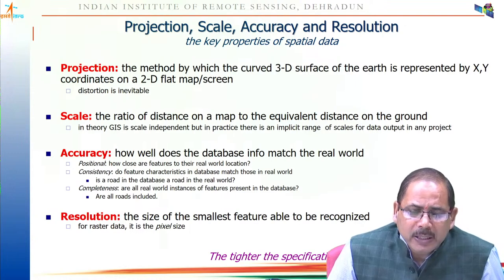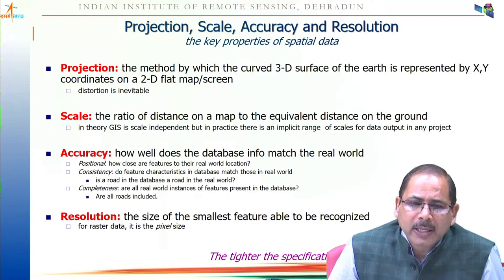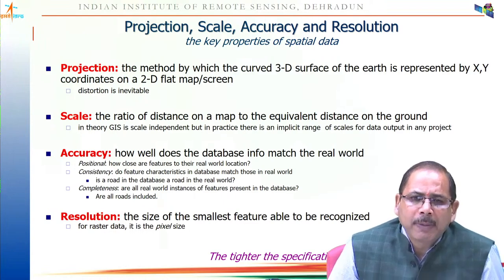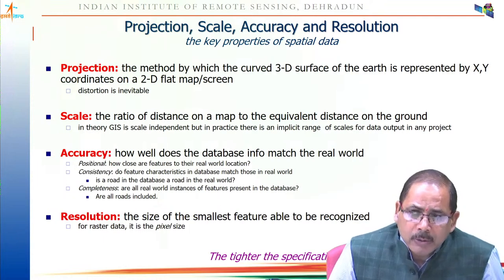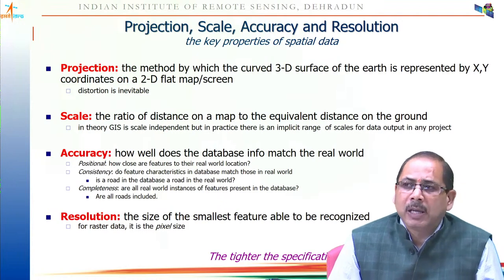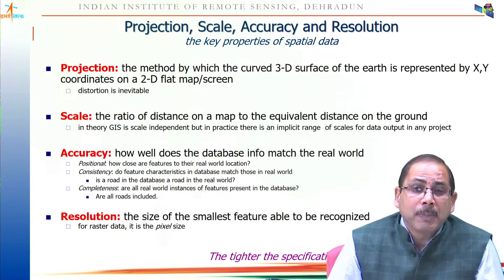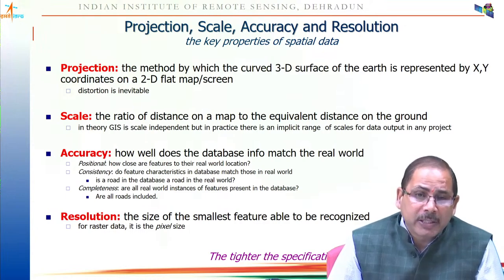Consistency is: do feature characteristics in a database match those in the real world? So here the consistency is, suppose I am representing a road in a database, and really it is a road on the ground. Sometimes there is a mismatch or a misclassification, and it may not match here. So consistency is another important parameter which will be considered here.